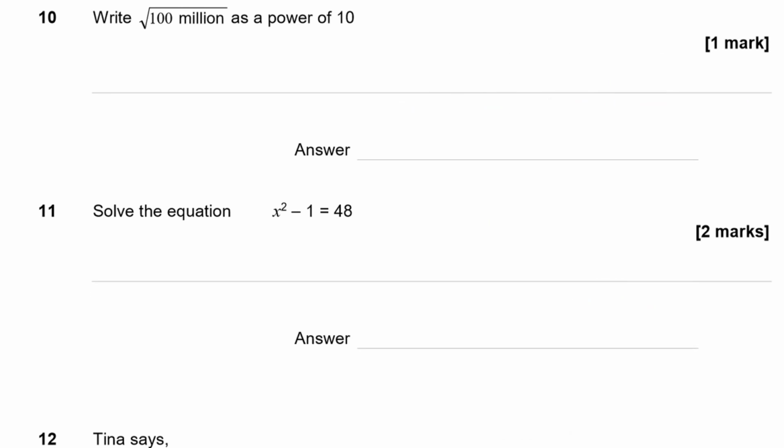Question 10, write the square root of 100 million as a power of 10. A million is 10 to the 6, isn't it? So 100 million is 100 times 10 to the 6, and we're square rooting that. So 100 is 10 to the power of 2. If I times that by 10 to the power of 6, I'm going to get 10 to the power of 8. And square rooting something is the same as raising it to the power of a half. Now I've got an index of an index, so 8 times a half is 4, so that's the same as 10 to the power of 4.